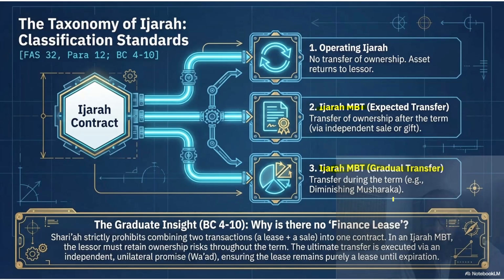So the key insight: why there is no finance lease. Sharia strictly prohibits combining two transactions, the lease plus sale, into one contract. In an Ijara MBT, the lessor must retain ownership risk throughout the term, right? So if it's talking about this MBT, and there is a gradual transfer, then the ownership risk divides between the two according to their ownership components.